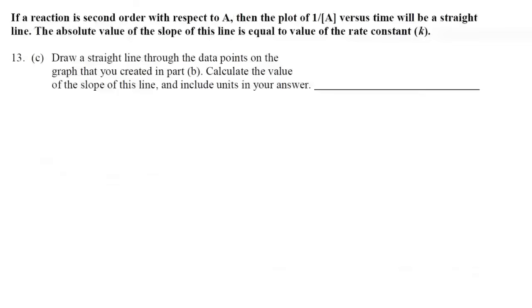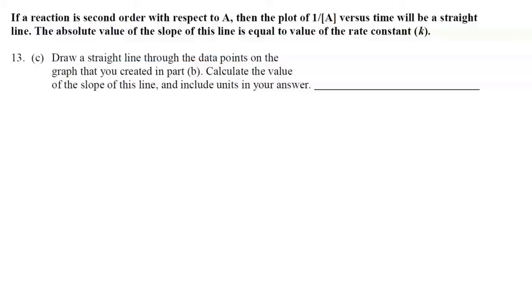In part C, it talks about calculating the value of the slope of this line. It's important to know that if a reaction is not first order but second order with respect to A, then the plot of the reciprocal of the concentration of A versus time will be a straight line. So the absolute value of the slope of this line is equal to the value of the rate constant K.